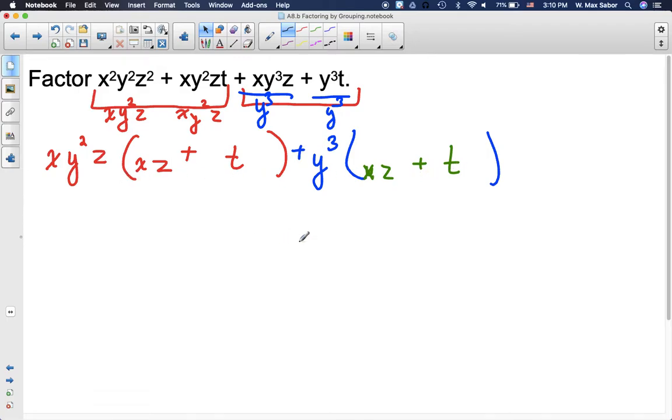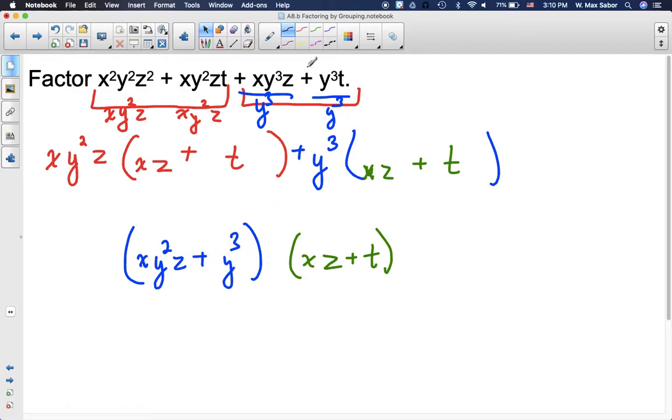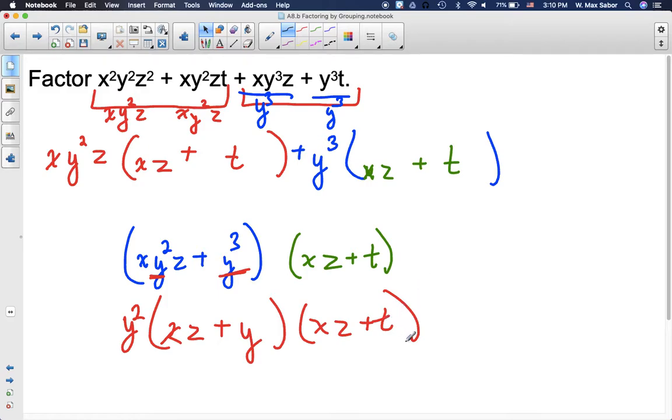So now they match, so that means we'll have xz plus t as our greatest common factor, and what's left over is xy squared z plus y cubed. Now you might notice that there's actually more that we can do here because this has a greatest common factor of y squared. So I'm going to do that as well. Make this y squared times xz plus y. And we still have xz plus t. So this problem used both factoring by greatest common factor as well as factoring by grouping.